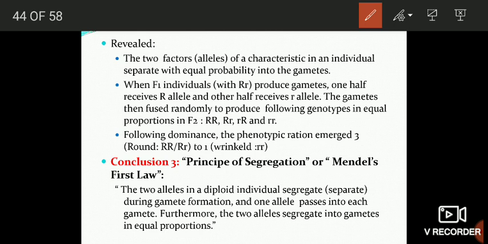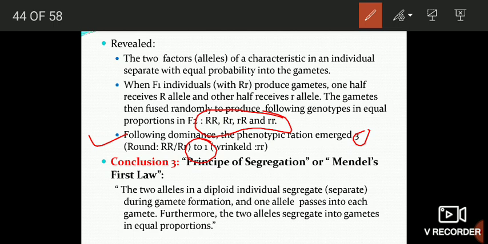When F1 individuals having genotype capital R small r produce gametes, one half receives capital R and the other half of gametes receives small r. The gametes then fuse randomly to produce the following genotypes in equal proportions in F2. ये हमने पहले भी डिस्कस किया है. Following dominance in F1, the phenotype in F2 emerged in the ratio of 3:1. ये पहले भी हमने डिस्कस किया. We'll still discuss it in the next slide.